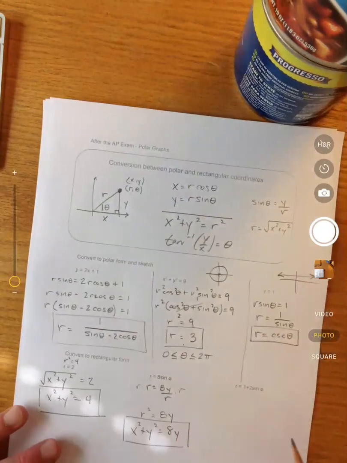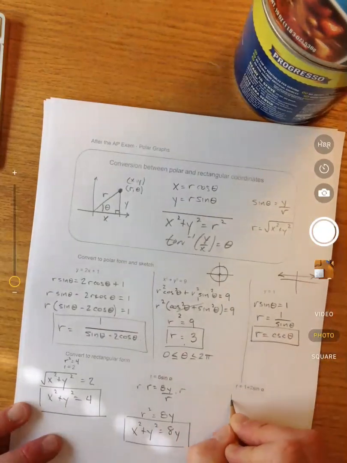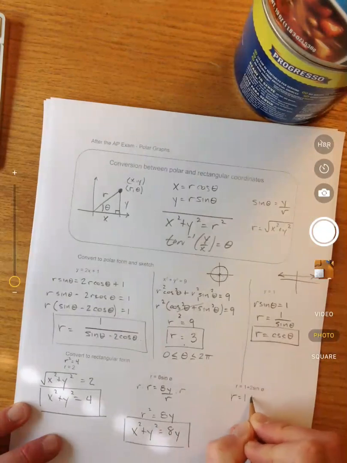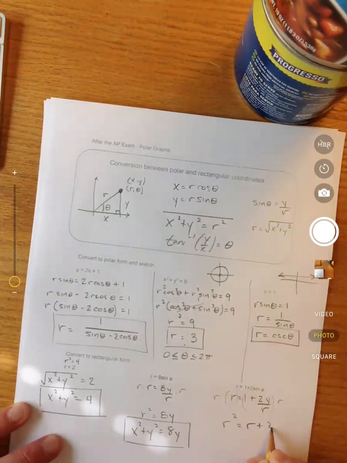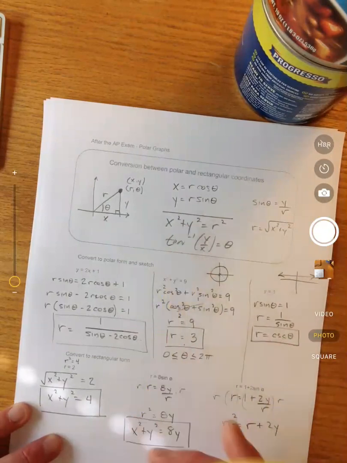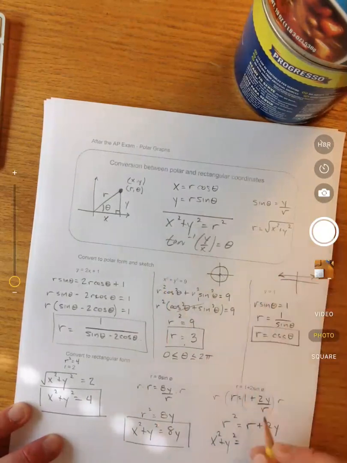And then one more here. Again, I like to leave that r alone because I see this other trig function. Sine, once again, is y over r. I'm going to multiply everything through by r, so I'm really avoiding those square roots. And now I don't think I can avoid it. r squared is x squared plus y squared. r is the square root of x squared plus y squared plus 2y.